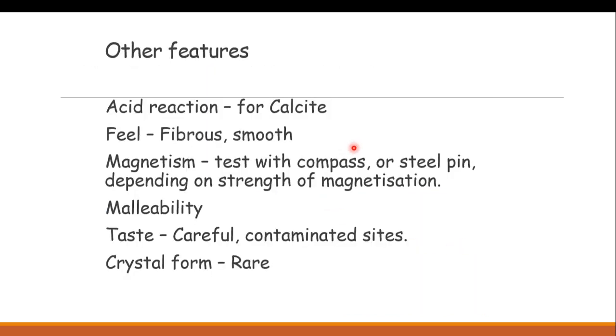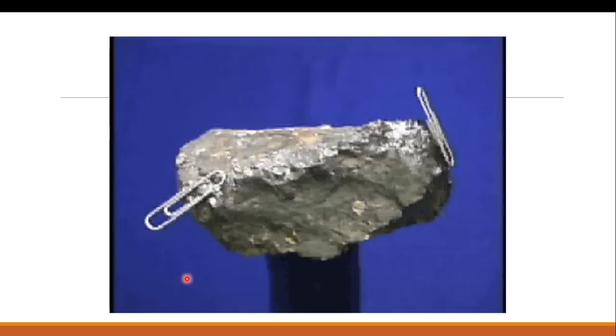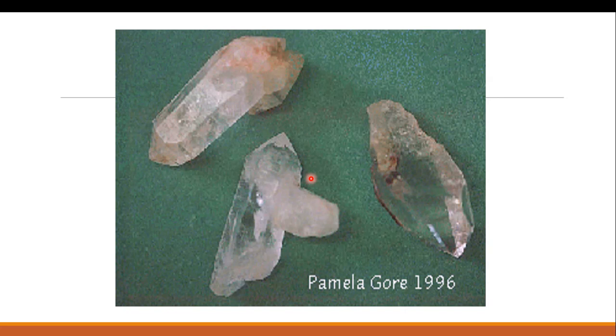Okay, other features are acid reaction, focal side, feel by feel of hand, fibrous, smooth, magnetism, malleability, taste. You should be careful with the taste because most of the time it can have an adverse effect on your health. Then crystal form, which is basically what we have. This is the picture of the mineral showing the magnetism. Another mineral is showing the shape, and then the picture of the crystals.